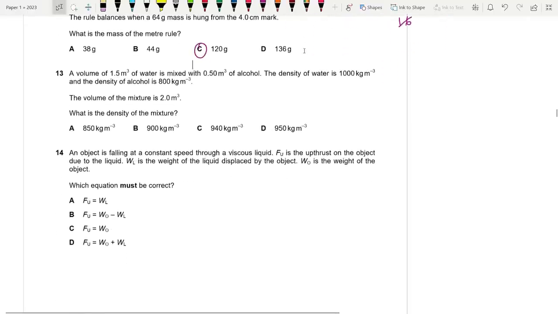Number 13: a volume of 1.5 meter cube of water is mixed with 0.5 meter cube of alcohol. The density of water is 1000 kilogram per meter cube. The density of alcohol is 800 kilograms per meter cube. The volume of the mixture is 2 meter cube. What is the density of the mixture?